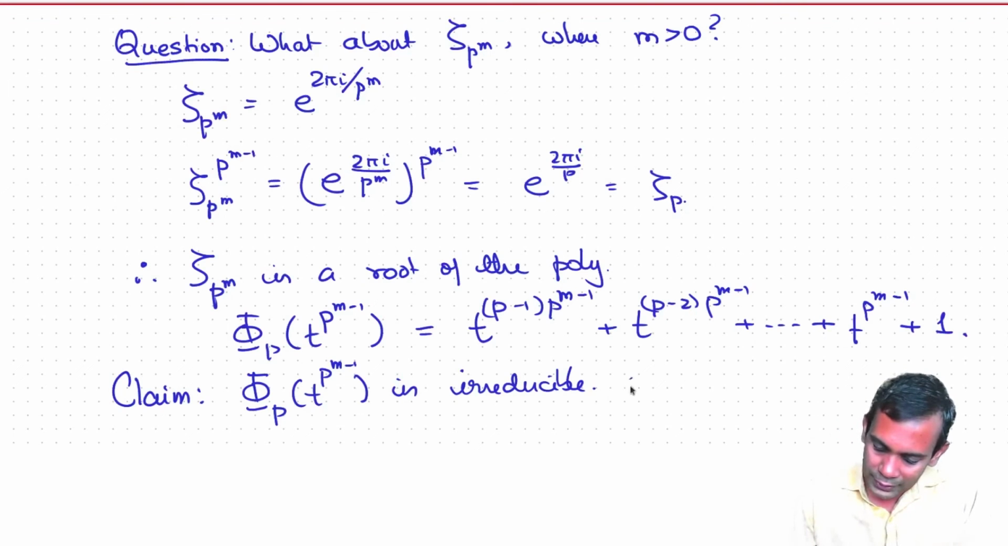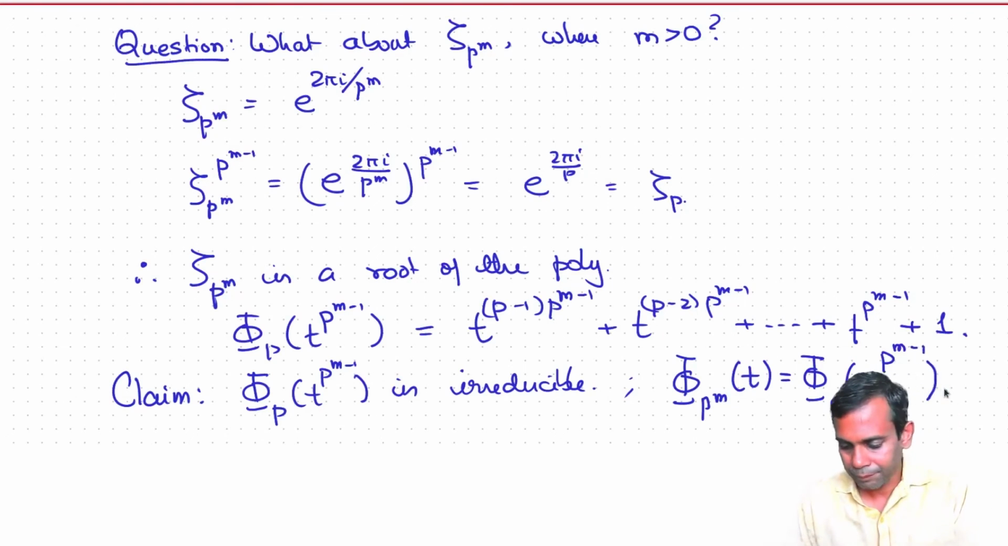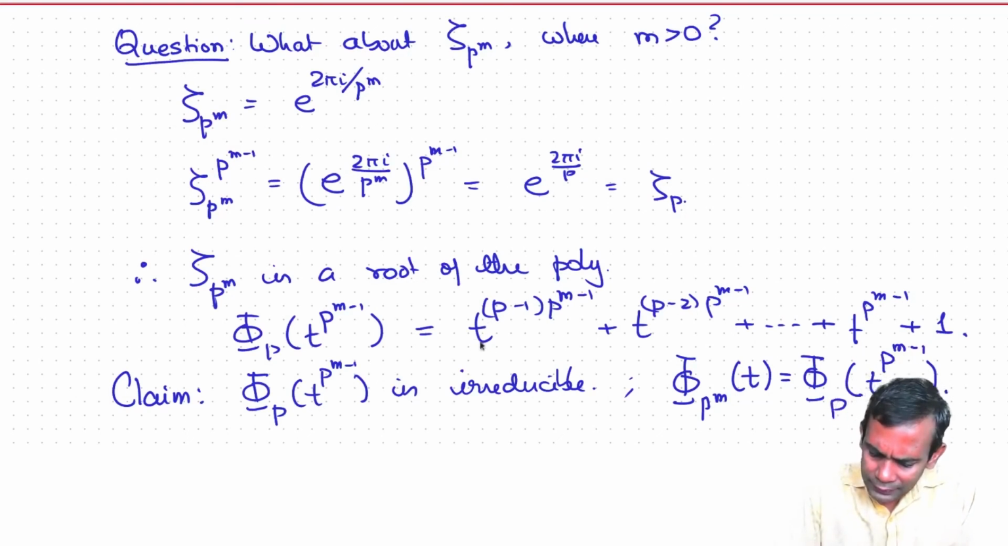So what we are saying is that this is in fact the irreducible polynomial of the p to the mth root of unity. So what we get is that phi p to the m, the p to the mth cyclotomic polynomial, is the pth cyclotomic polynomial evaluated at t to the power p to the m minus 1. And so what's the degree here? The degree is p minus 1 times p to the power m minus 1.